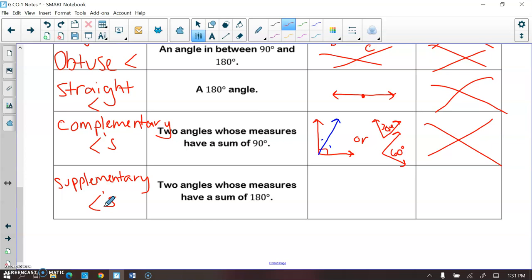Again, just like complementary, they can be connected to one another. So maybe you have a straight line and a ray going through that straight line, so it creates two angles that add to 180. Or you could have something where one of your angles is 30 degrees, and the angles are separated, and then you have another angle that's 150 degrees, and their sum is 180, so those would be supplementary angles. I am not going to give you notation for that as well.